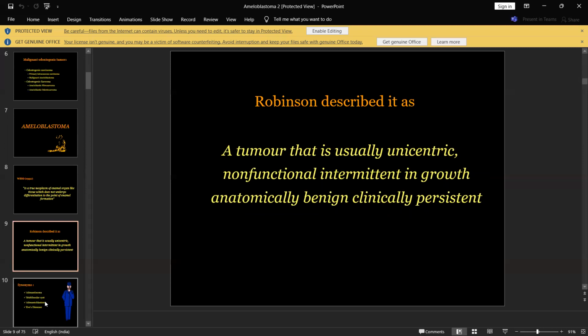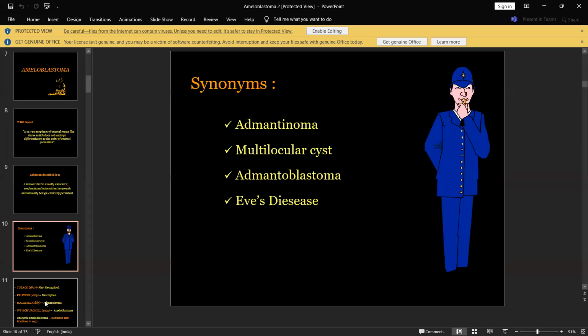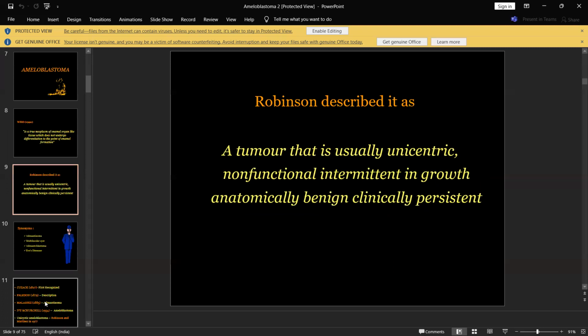Then, according to Robinson, which is usually preferred in Shafer, it's a tumor that is usually unicentric, non-functional, intermittent in growth, anatomically benign, and clinically persistent lesion.